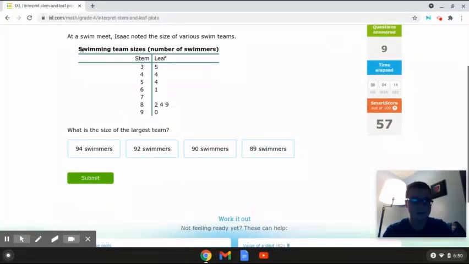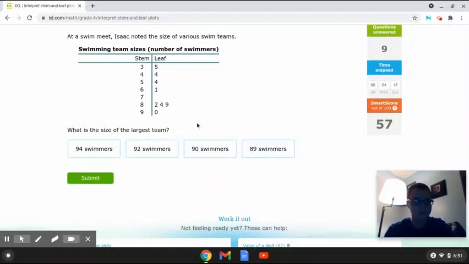Okay, so the first problem reads, at a swim meet, Isaac noted the size of various swim teams. So this right here is the swimming team sizes, which are the number of swimmers. And if we look here, the stem goes up from 30 to 90, and the leaf goes from 35 to 90. And this question is asking, what is the size of the largest team? So we are given the choices 94 swimmers, 92 swimmers, 90 swimmers, and 89 swimmers.